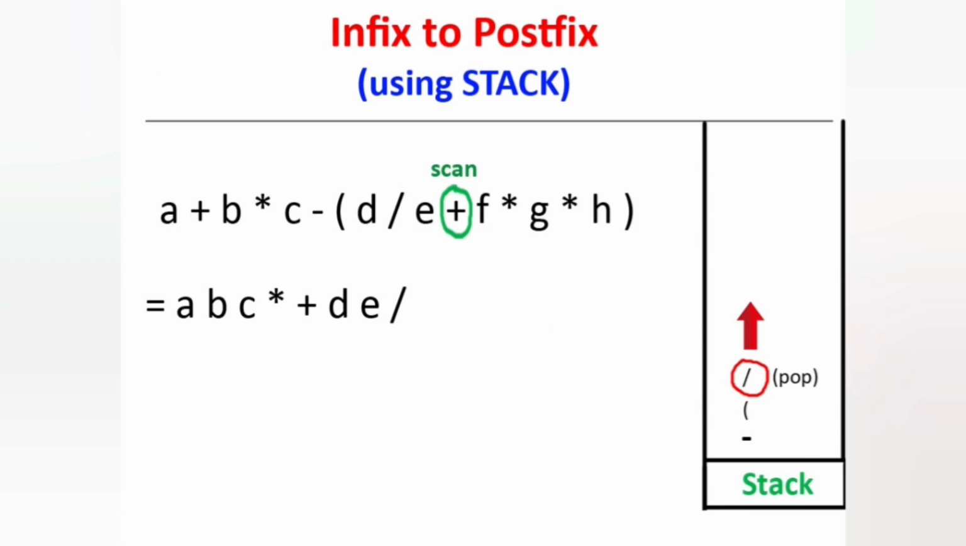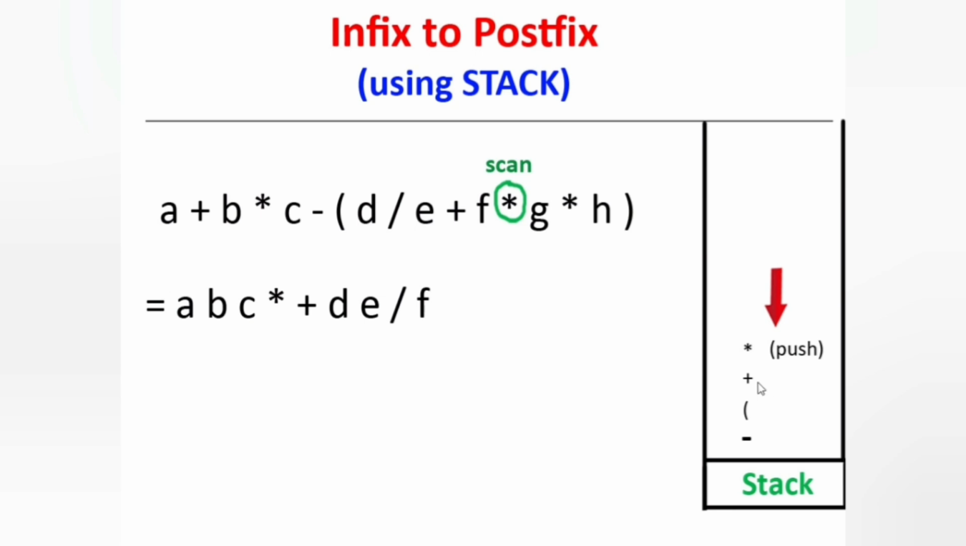Now the bracket was at the top, so on top of the bracket, plus can be pushed in nicely, no problem. Now what is the next scanned item? The next scanned item is F, which is an operand. Since it is an operand, it will be placed in the postfix expression, no problem. Now next is star. Star means asterisk, which has higher priority than the one before it on top.